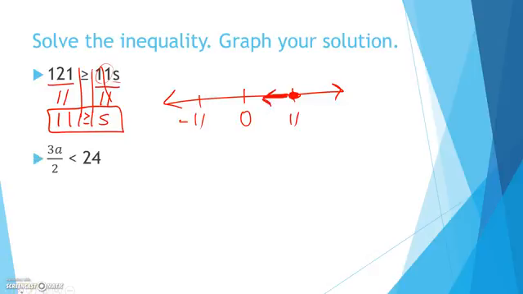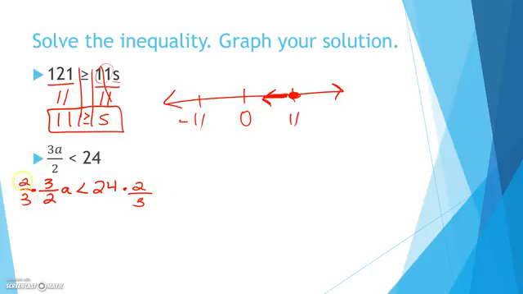Our next problem, 3a over 2 is less than 24. So this one's a little bit different. What we're going to do here is rewrite this as 3 halves a is less than 24. Both mean the same thing, but here we can see the coefficient clearer. So we're going to multiply by the reciprocal of that coefficient. And remember, the reciprocal is when we flip-flop that fraction. So the reciprocal of 3 halves is 2/3. So we're going to multiply both sides by 2/3.